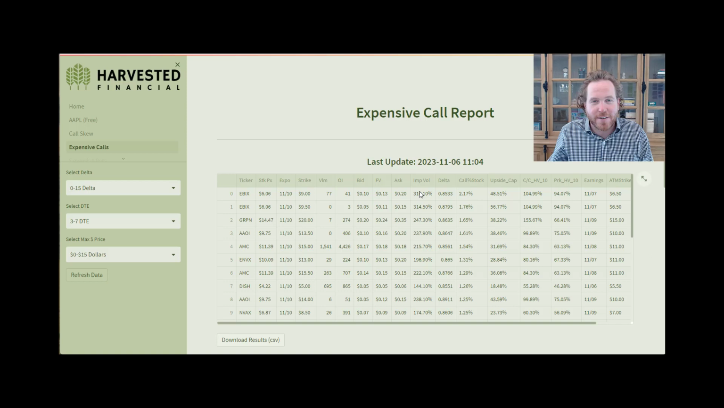The SPY implied volatility out a week is around 16 right now. So 310% implied volatility is what's making this very expensive. And we can then compare it to these two different historical volatilities. I use the 10-day figure in here because most of these strategies tend to be fairly short term.